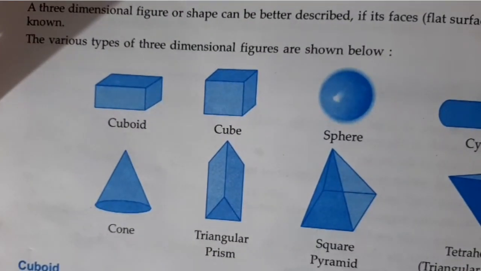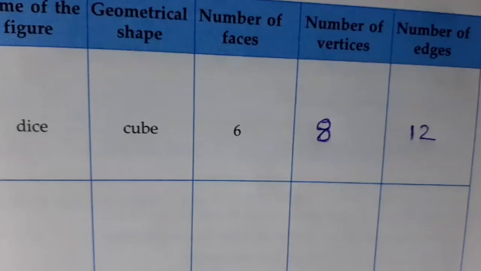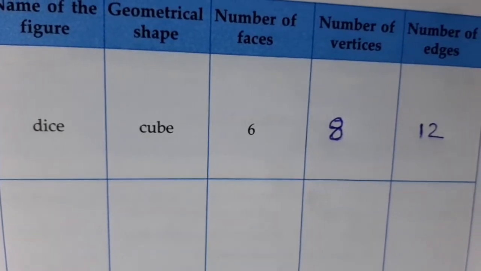Students, like this, you have to collect any 5 items from your surroundings. In the Zoom class, you will be sitting with any 5 items of three-dimensional shapes from your surroundings, like the ones that I have shown you, and then you will tell me about their vertices, edges and faces. And then you will make a chart.